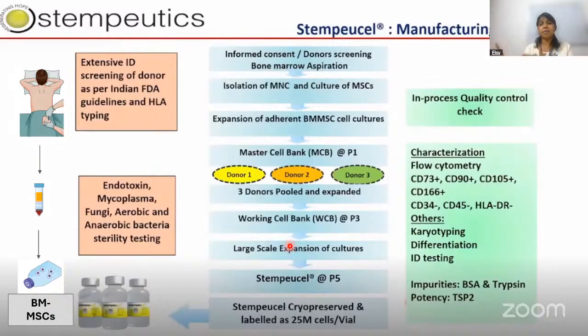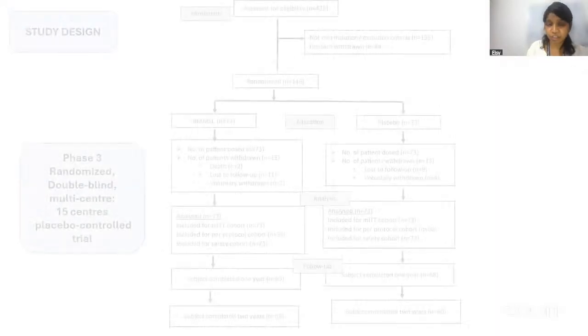So say, for example, passage 3 would mean probably splitting them around 4 times. That would take some time, because they needed a number of 25 million per vial to administer. So then they went ahead and did a characterization and in-process quality control across all these. The product was at passage 5, and they cryopreserved these cells and sold these vials. And why 25 million? They did a dose study earlier, and they came to the targeted population.